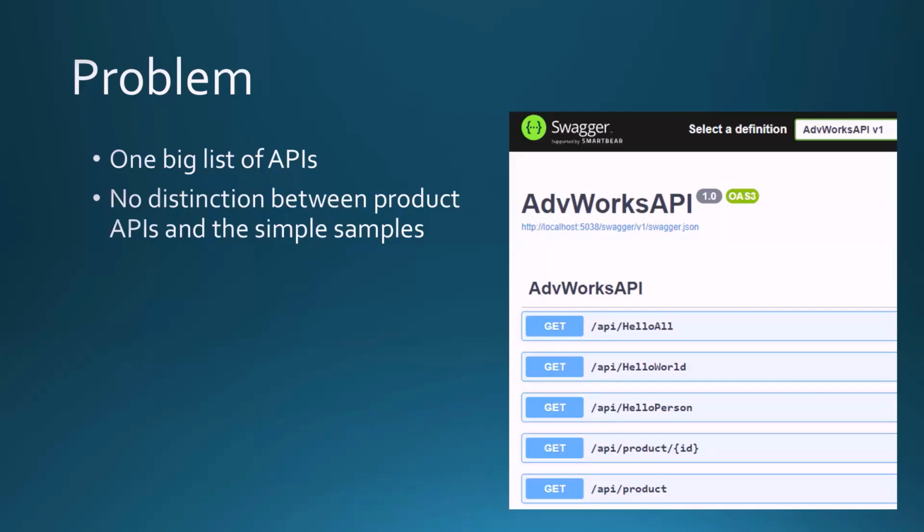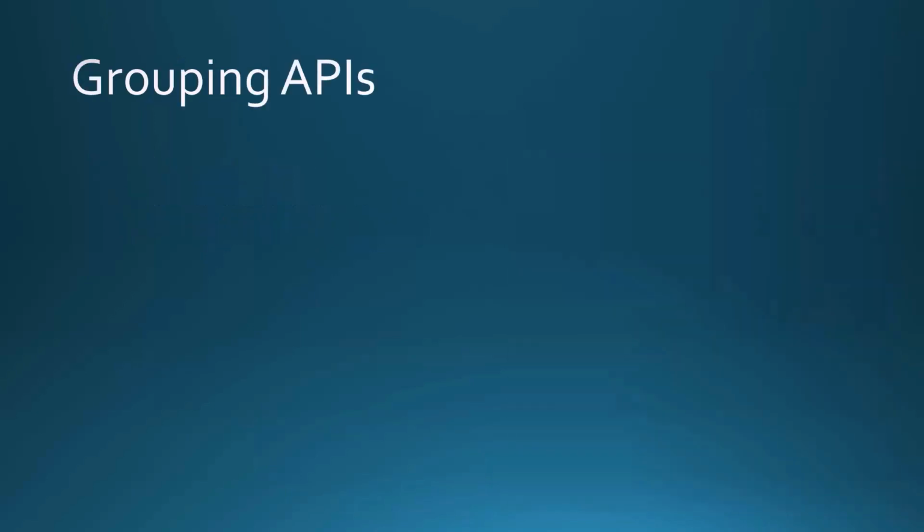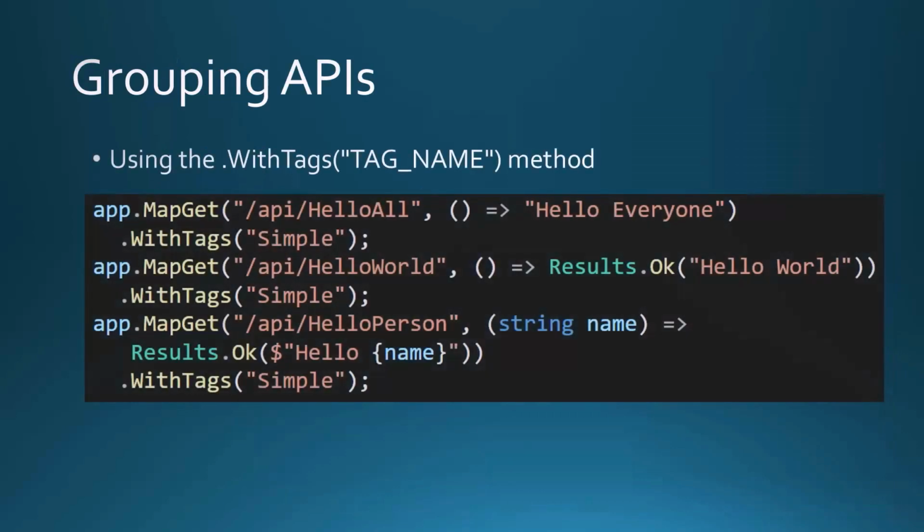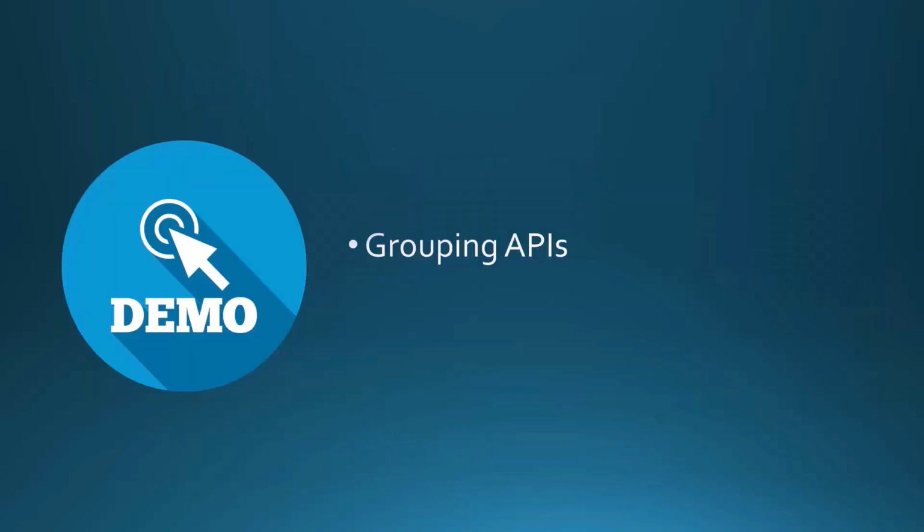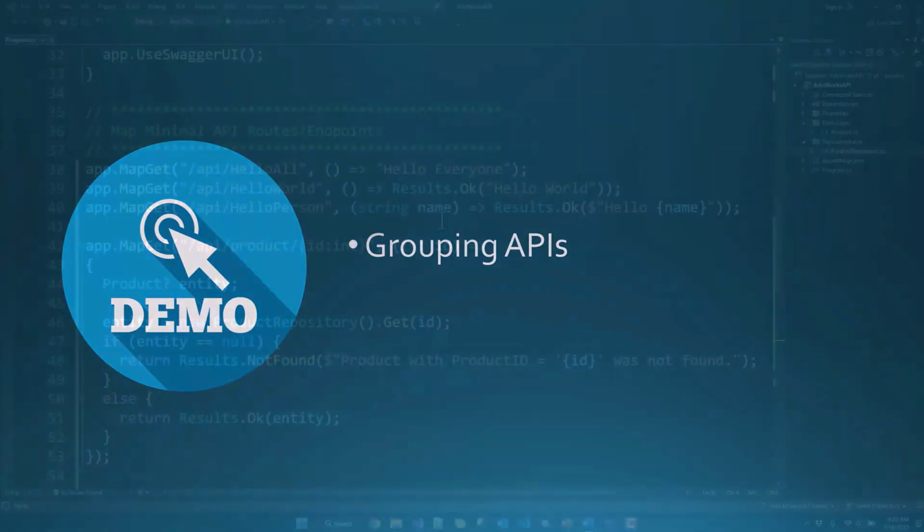Well, right now we have a little bit of a problem in that we're now getting a big list of these APIs, and there's no distinction between the product APIs and the simple little samples we created at the very beginning. Well, what we can do is group APIs together by using the .withTags method that we attach on to the end of the map get. What it does is these tags all become a grouping mechanism, and it'll group all the like tags within Swagger. So let's take a look at grouping our APIs.